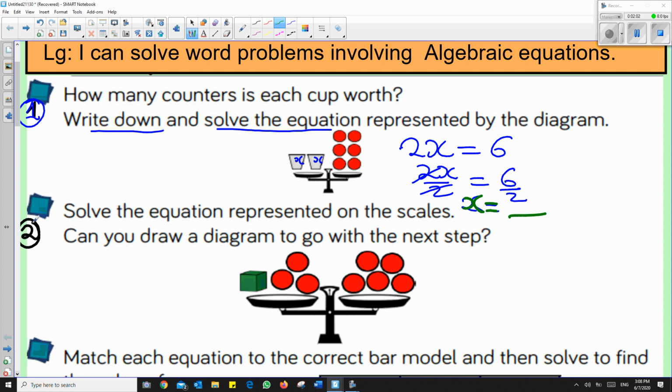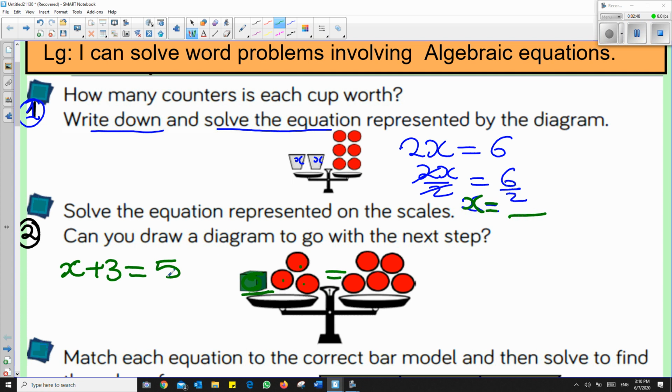Number 2. Solve the equation represented on the scales. Can you draw a diagram to go with the next step? So write down the equation represented. There's this cube and 3 counters. This can be represented by x. So x plus 3 is equal to 5.